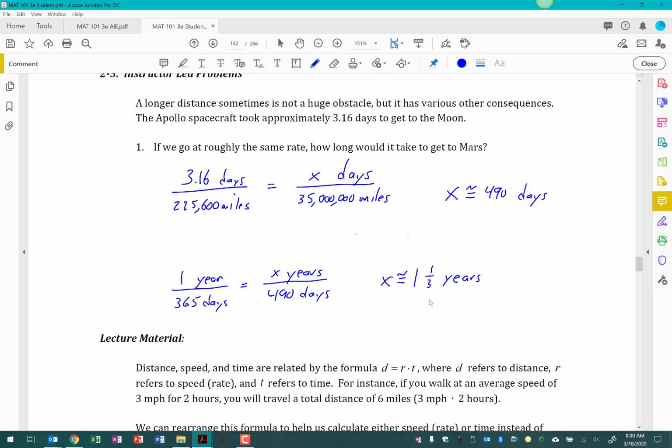In other words, it takes an awful lot longer to get to Mars at the same speed we went to the Moon than it did to get to the Moon itself. And keep in mind that once you get there, you probably want to do some stuff and then turn around and come back. So you might be looking at a 3-year trip. Not an easy thing to do.